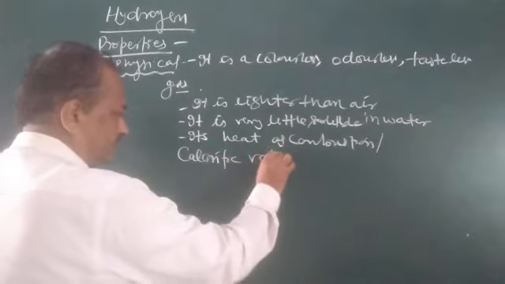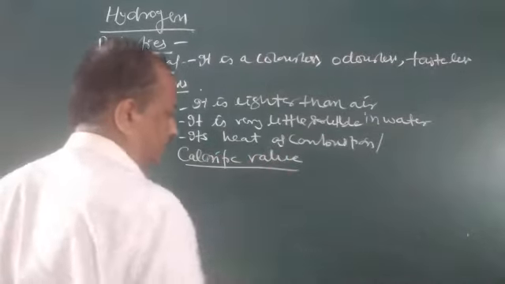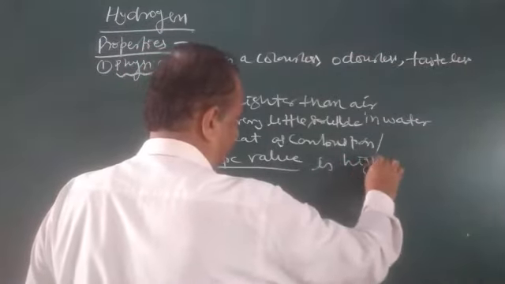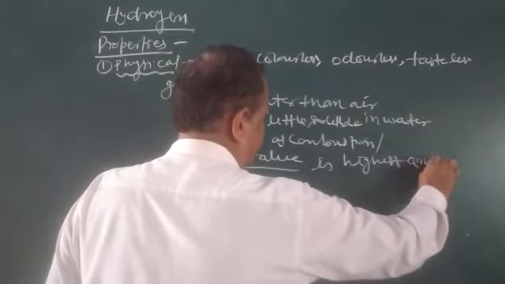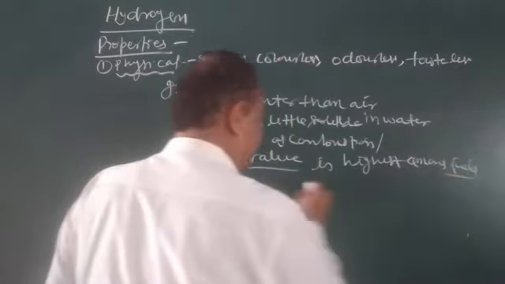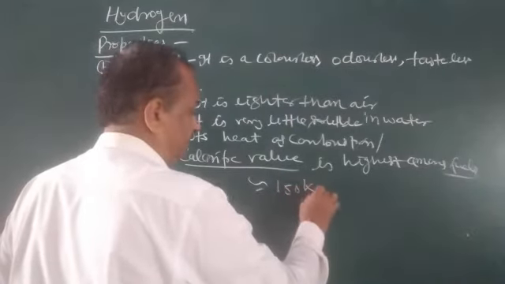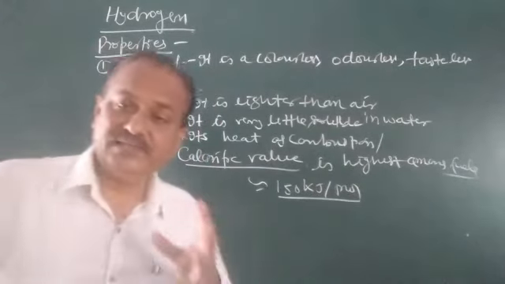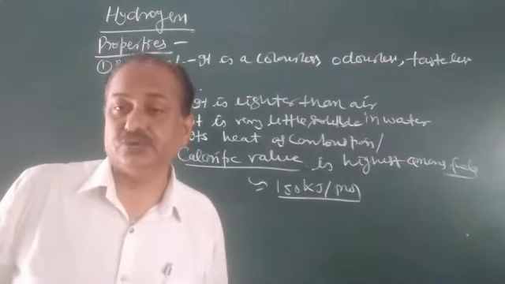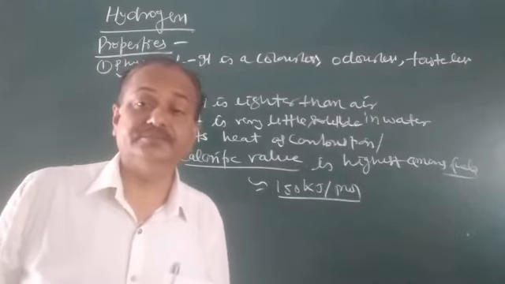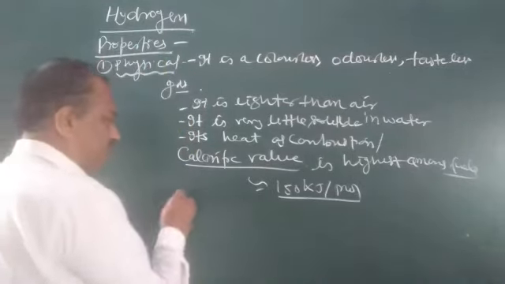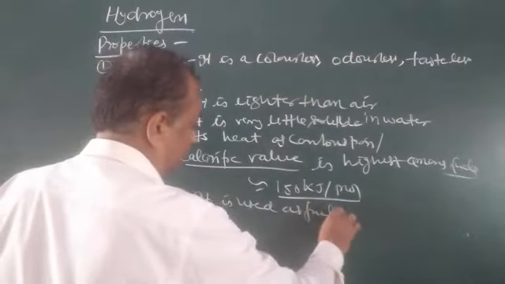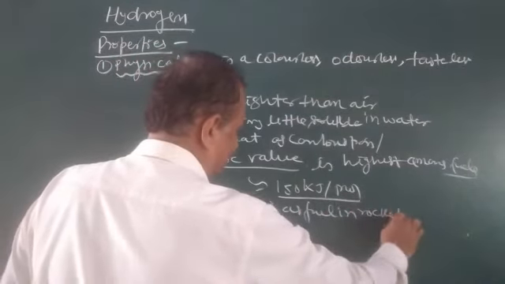Calorific value means the energy on burning 1 gram, and hydrogen's calorific value is the highest among fuels, around 150 kilojoules per gram. As a result, it burns very strongly and is used as fuel in rockets. Due to this property, it is used as rocket fuel.